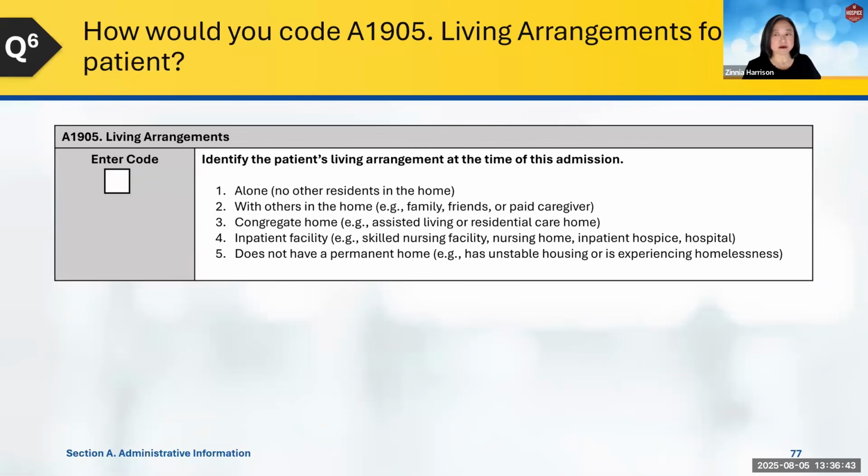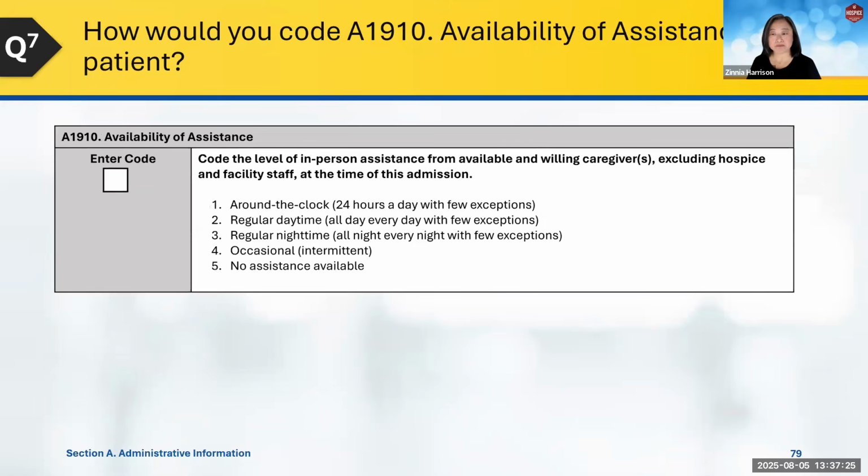So based on the scenario, how would you code living arrangements for this patient? So if you answered 2 or coded 2, you are correct. The patient is living in his daughter's home in order to be with family. Thus, the patient lives with others in the home. So, okay, let's go to the next slide and launch another poll.